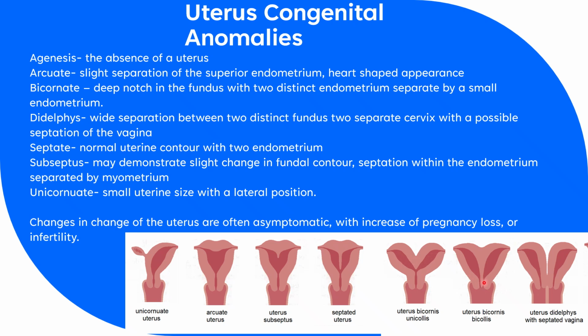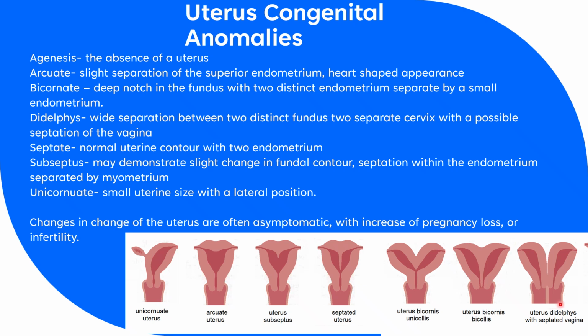Now the bicornuate bicollis is going to include that cervix. So endometrium is separated with myometrium all the way down. We have two cervical canals. And as you're sweeping through, you're going to notice that the myometrium is continuous, but your endometrium will disappear, and then it'll come back again. Same thing with that cervix.